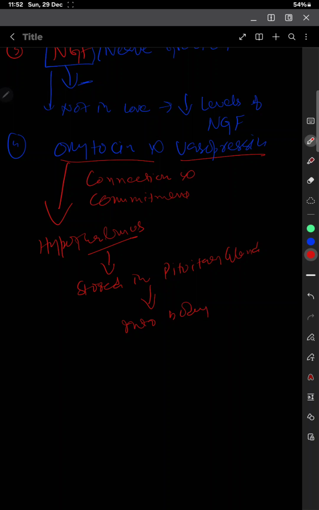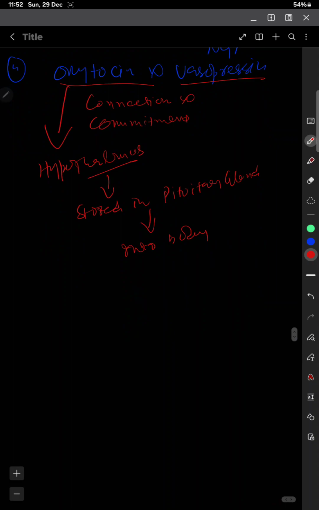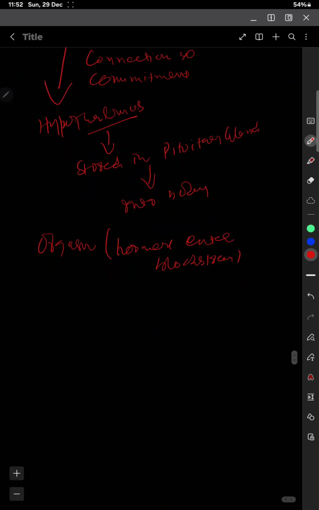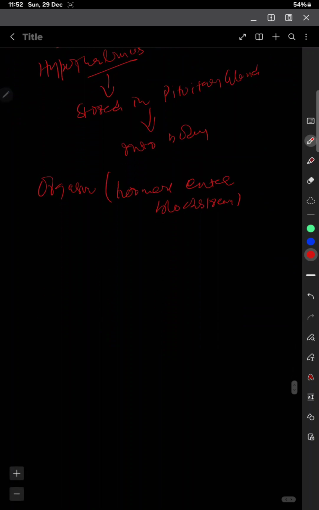The pituitary gland secretes the hormones into the body, and in times of extreme passion, such as during orgasm, these hormones enter the bloodstream. The presence of these two chemicals is often credited in part for the success of long-term relationships. Long-term relationships are due to high levels of oxytocin and vasopressin, and these hormones affect different parts of the brain.